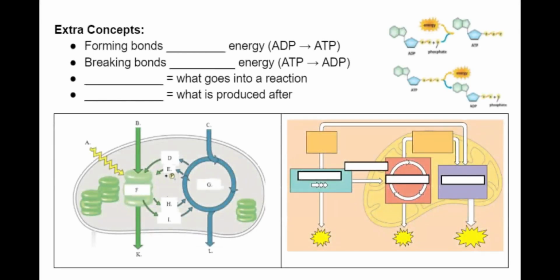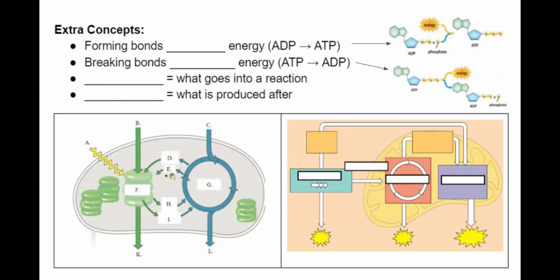Now, let's talk about some extra concepts. We know that we're going to need to be able to identify these images. They were on our quizzes. We need to know this. We need to know that that first image is ADP, and we're adding energy into it and adding a phosphate.